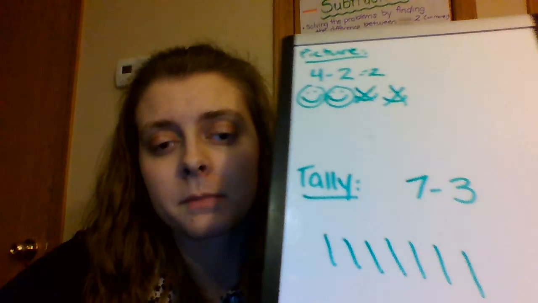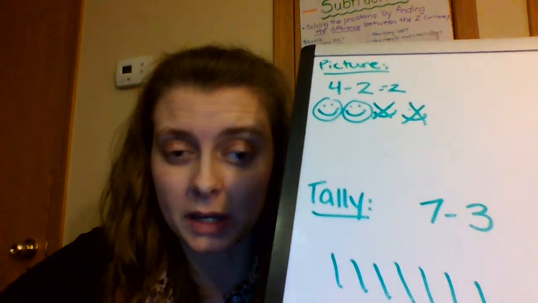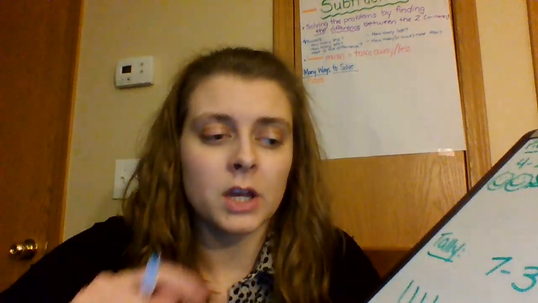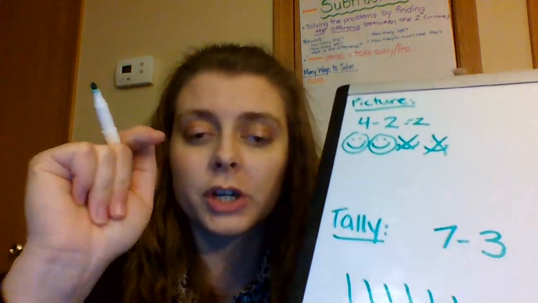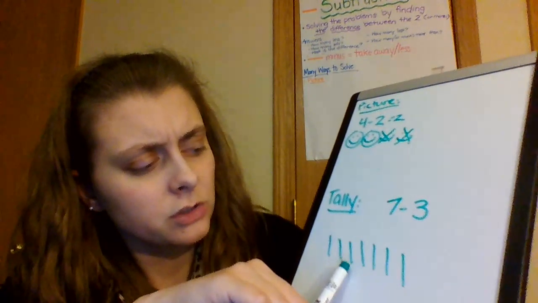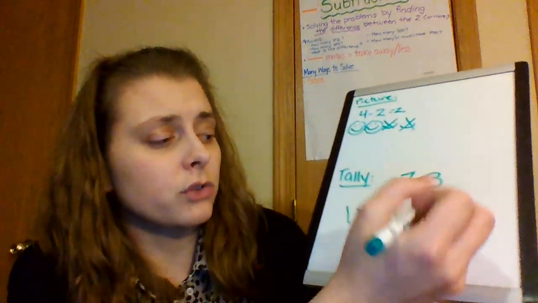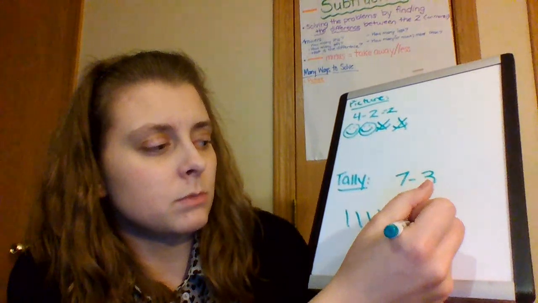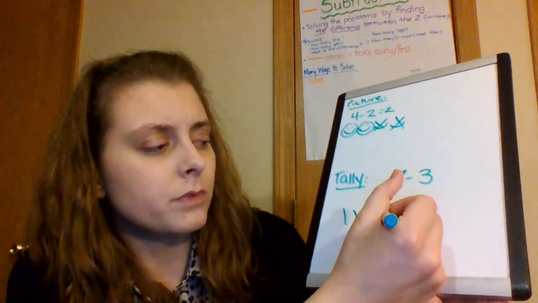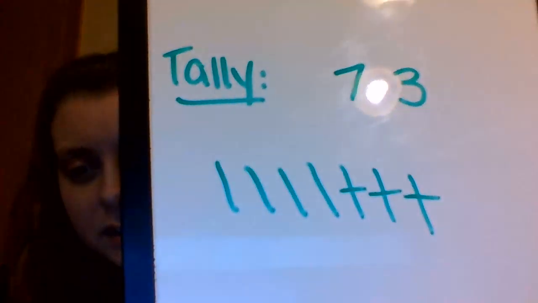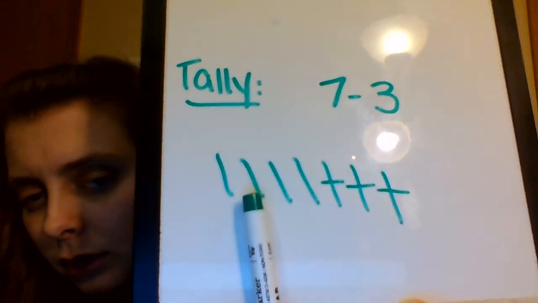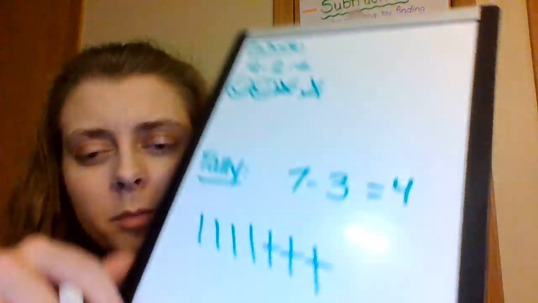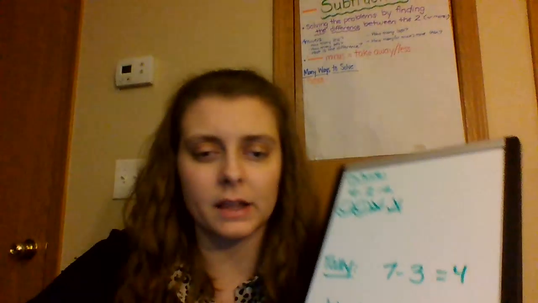So I drew 7. I'm going to get rid of 3. So again, with the pictures, if you're using dry erase, you can just erase. Or we're going to turn them into plus signs. 1, 2, 3, 4, 5, 6, 7. I'm going to turn 3 of them into plus signs by going like this. 1, 2, 3. How many tallies are left? 1, 2, 3, 4. We don't count our plus signs anymore because they're no longer tallies.